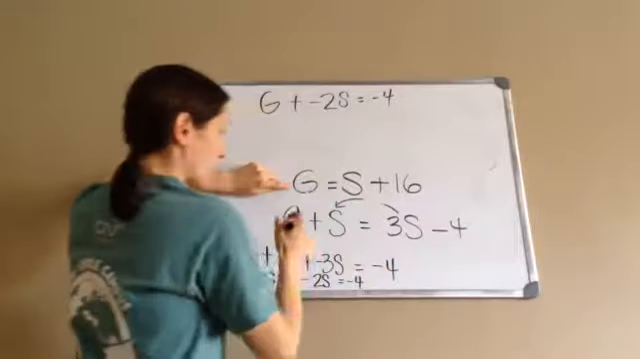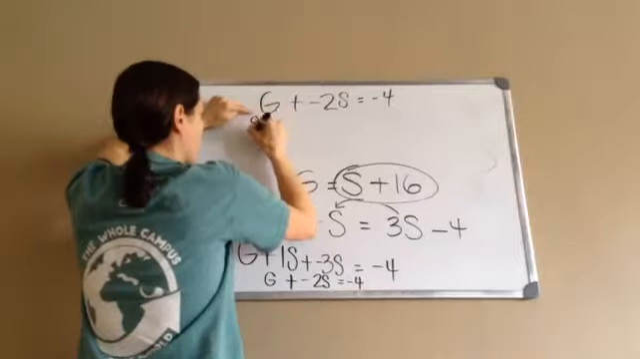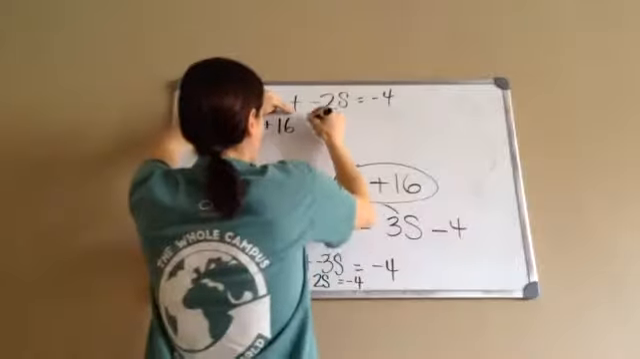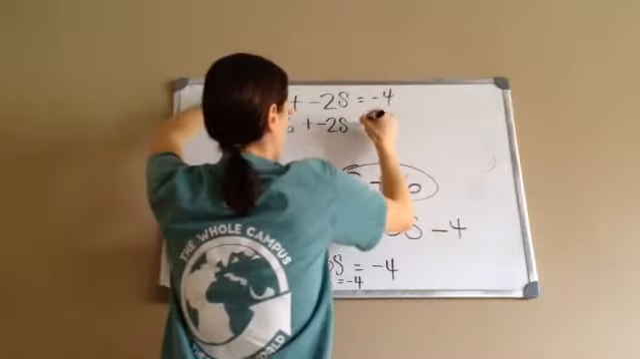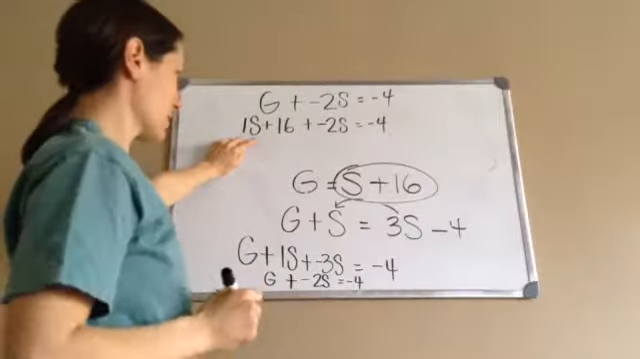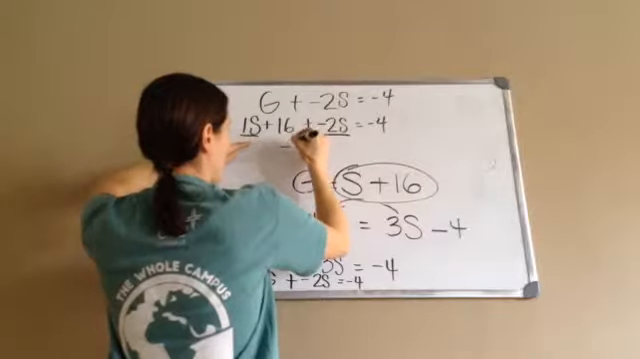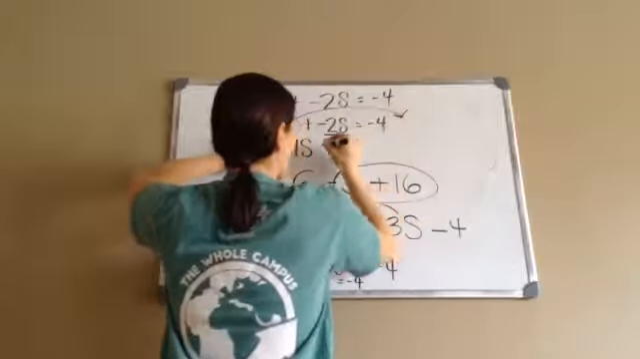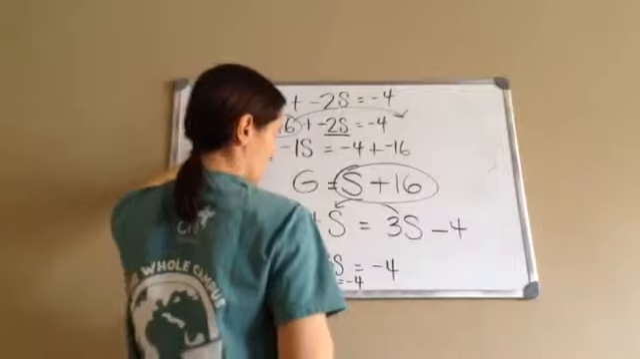Because G equals this, I'm going to put this up here. So, S plus 16, that's my G, and then plus negative 2S equals negative 4. Okay? So now I have a 1S. I'm going to add my 1S plus my negative 2S, which gives me a negative 1S. Then my plus 16 equals negative 4 plus a negative 16, because it's a positive 16.